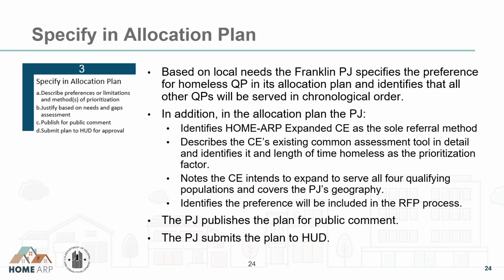Based on the local needs, the Franklin PJ specifies a preference for the homeless QP for this project in its allocation plan and identifies that all other QPs will be served in chronological order. In the allocation plan, the PJ identifies HOME-ARP expanded coordinated entry as the sole referral source. It describes the coordinated entry system's existing common assessment tool in detail and identifies it and the length of time homeless as prioritization factors. The PJ notes that the coordinated entry system intends to expand to serve all 4 qualifying populations and covers the PJ's entire geography.